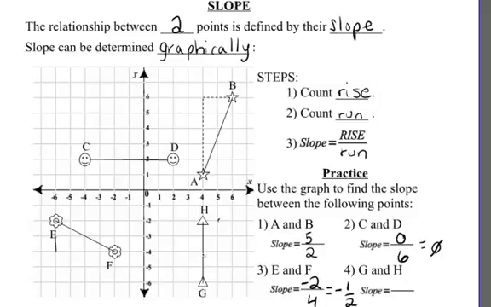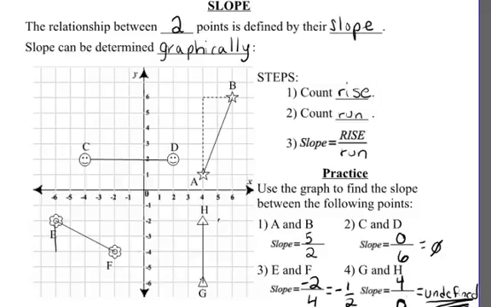How far do we rise? 1, 2, 3, 4. How far do we run? We don't run any. Remember, you can't divide by 0. So this is actually undefined. Anytime you have a vertical line, the slope is going to be undefined because you cannot divide by 0.